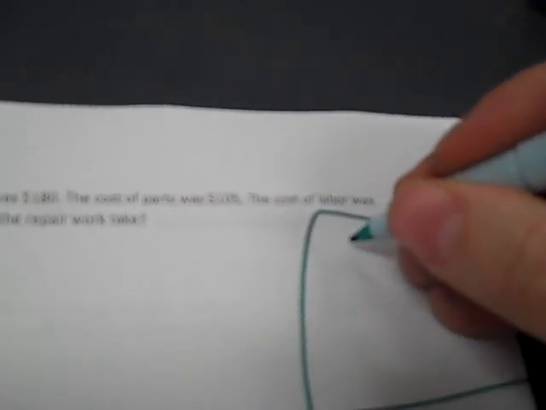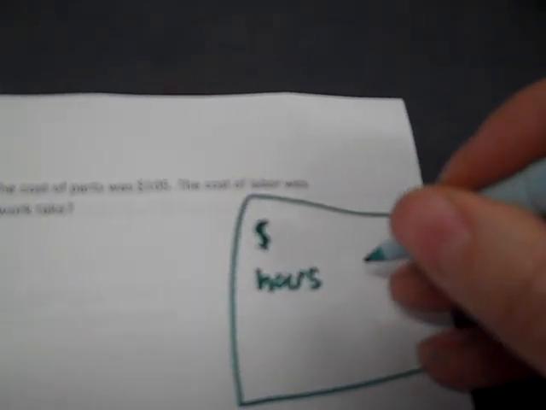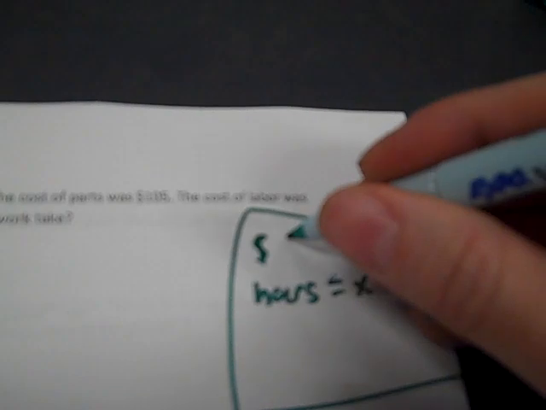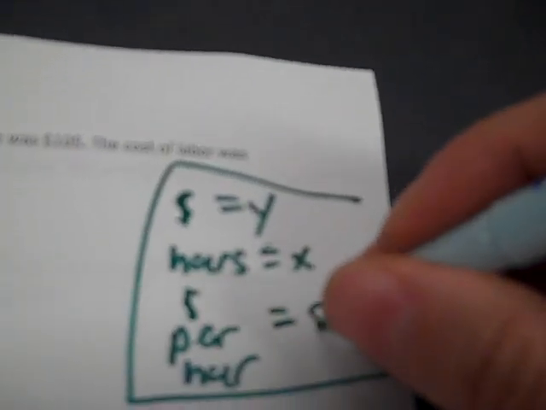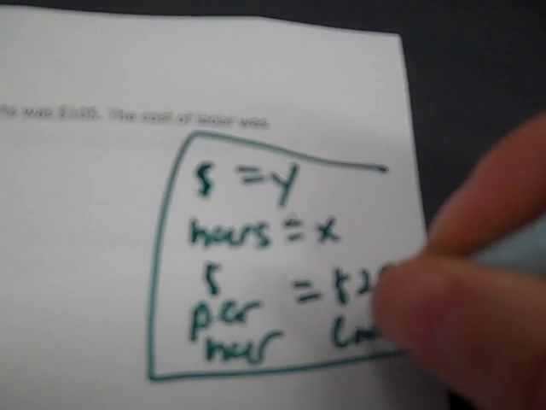So there's 2 units. You need to write them right here: dollars and hours. Hours is X. Dollars is Y. So the dollars per hour rate is 25. That is my M value. So you need to make your B plus MX equals Y line.